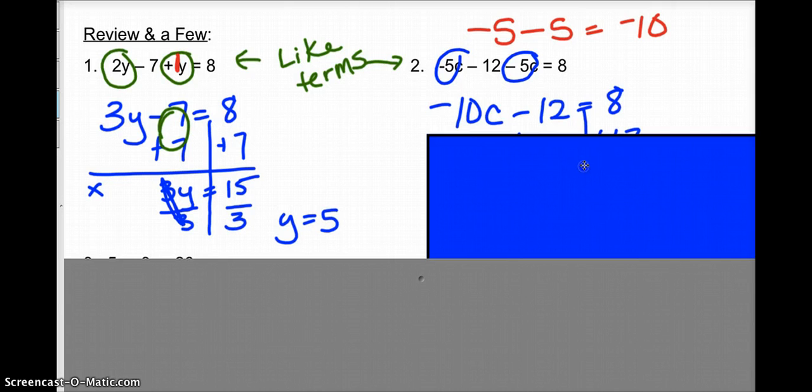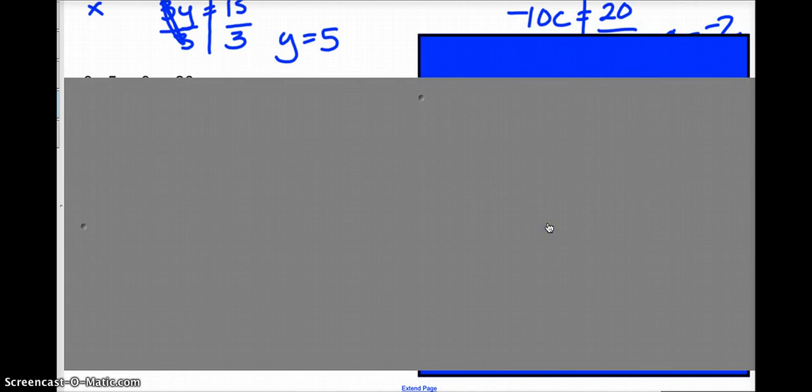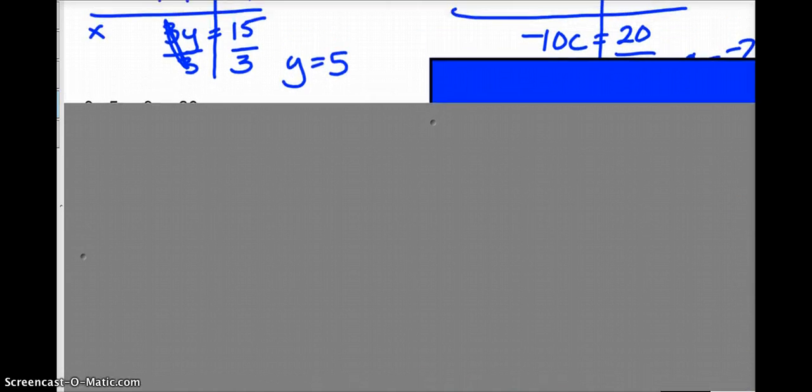So I've got negative 10c minus 12 equals 8. Adding 12 to both sides, we get the 0 here. Now we're left with negative 10c equals 20.